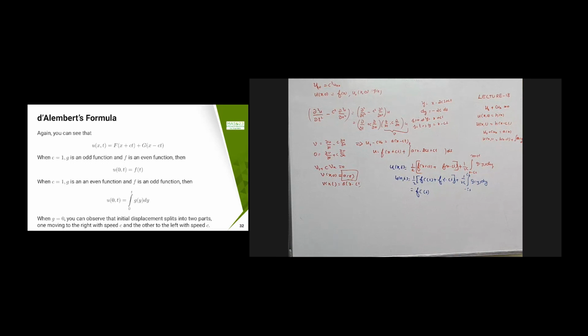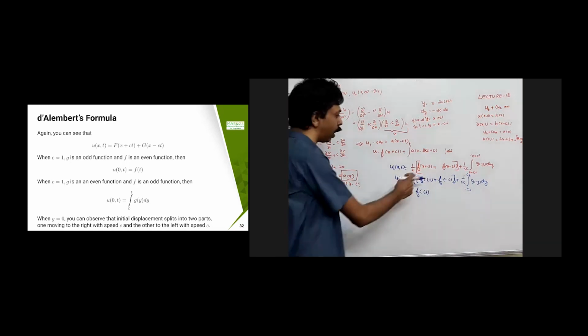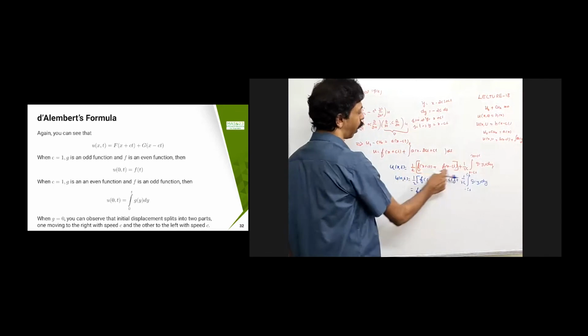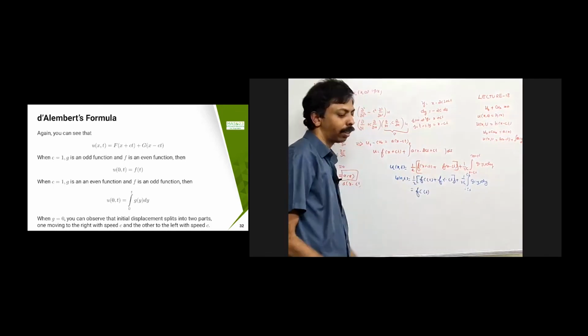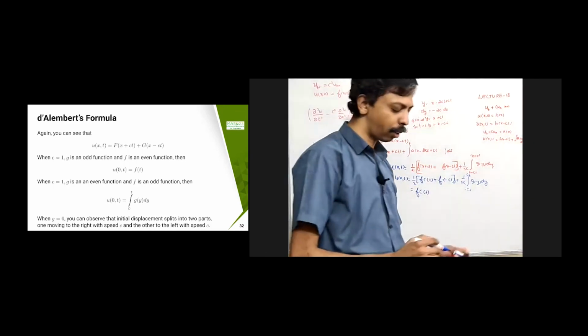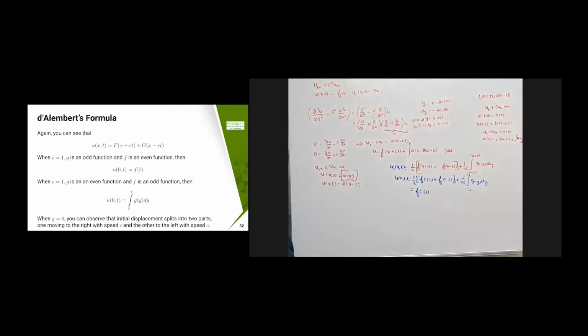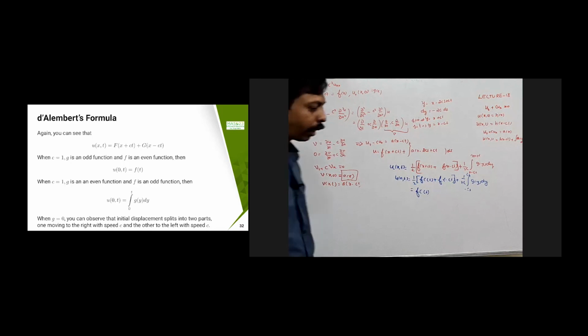When g is completely 0, you can observe one more thing. The initial displacement splits into two parts. One goes in the left direction and another goes in the right direction, with speed c. So these are all the important things you can see.